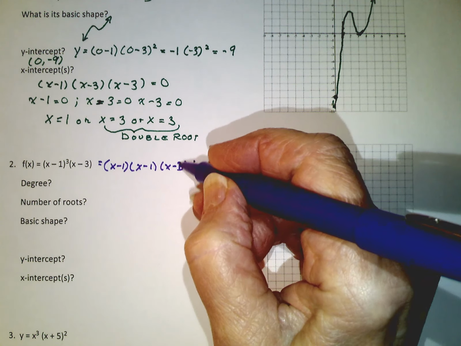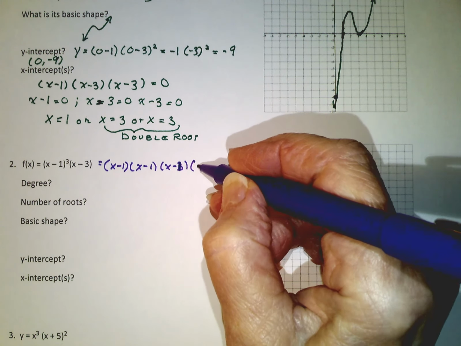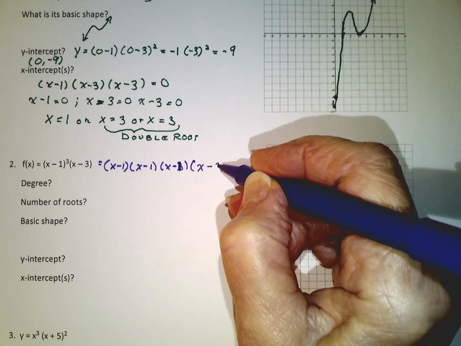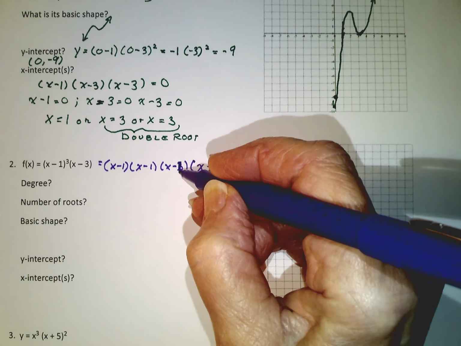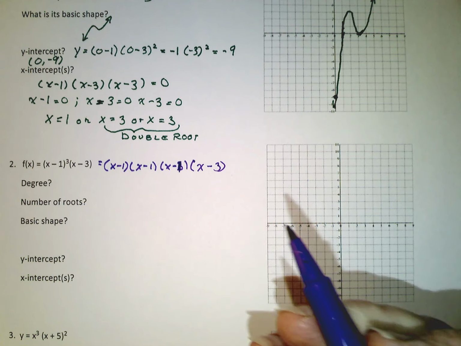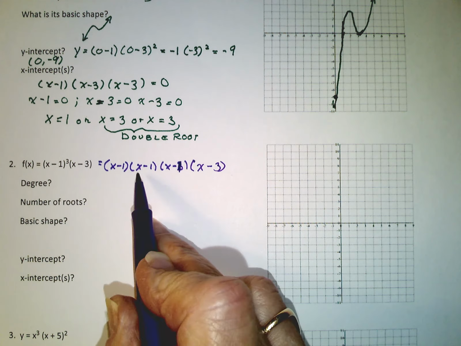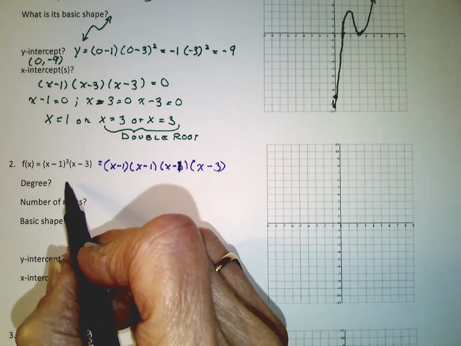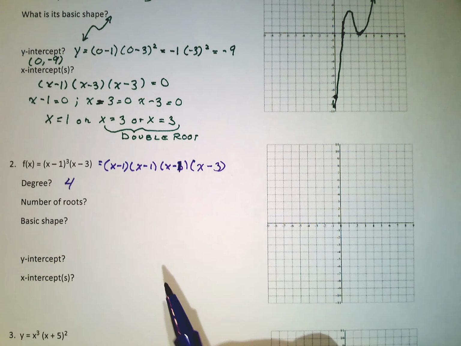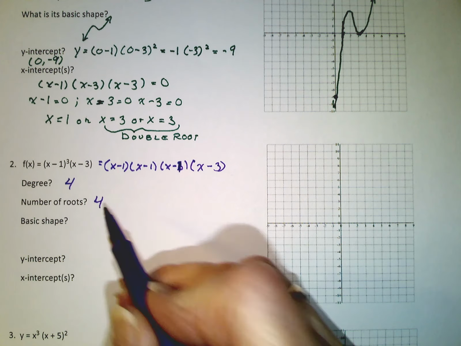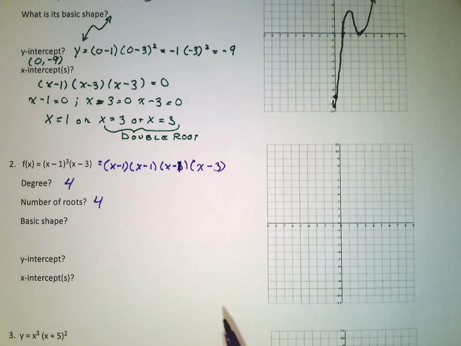I made this one too soon. Sorry, that's supposed to be a 1. And you can see that x times x times x times x would make this a degree of 4. So there should be 4 roots. They might be imaginary. There may be some double roots.